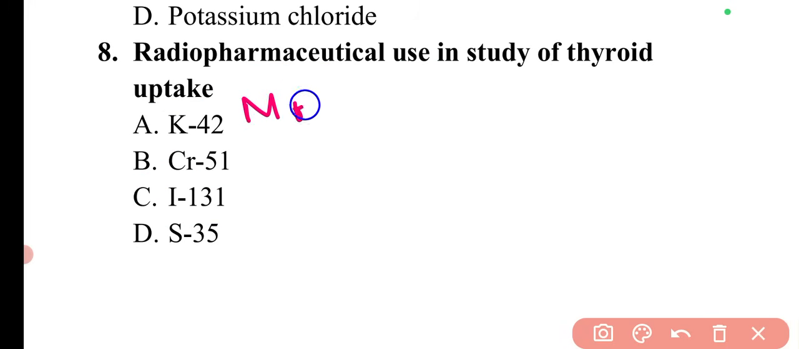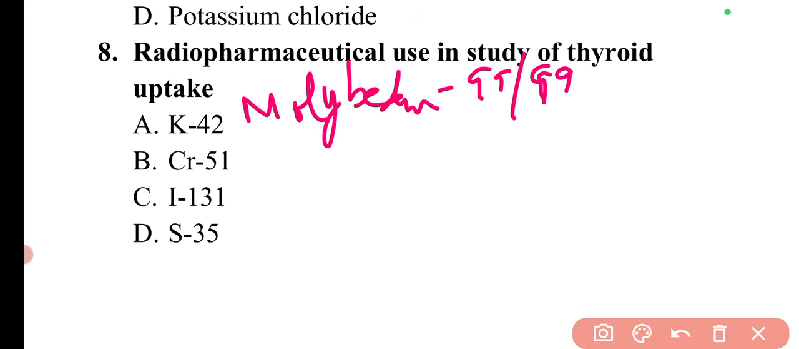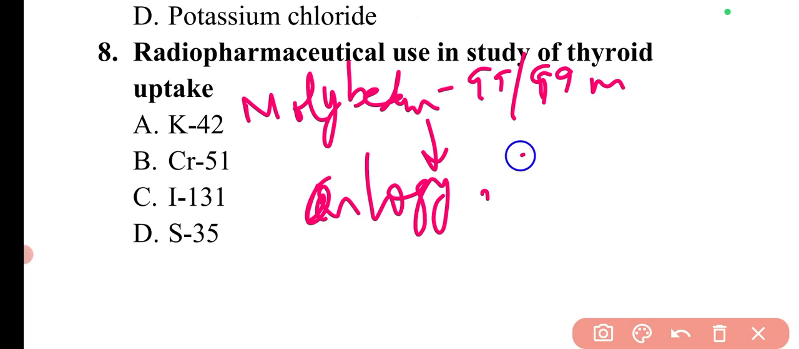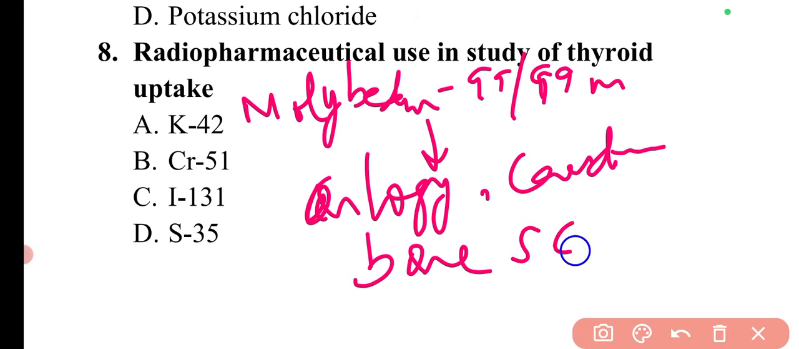There is one radiopharmaceutical, molybdenum 99 or molybdenum 99m. This compound is basically used in oncology. Oncology means in cancer-related areas. It is used in diagnostic imaging in oncology, cardiology, and also in bone scanning. So these are the different areas of molybdenum.